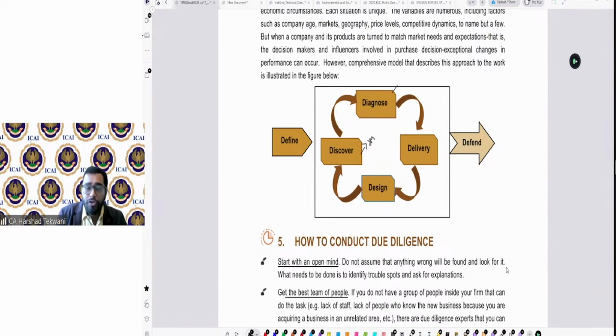Then you will diagnose, which means you will identify or perform risk assessment. You will deliver on the basis of whatever risk assessment and subject matter you understood, and you will design the report, plan and procedures. So you will design the plan of due diligence. Then you will deliver the report, and then you will defend, like you will monitor or provide the details of the due diligence. For example, reporting, action plans, management action plan. All these things you will provide.